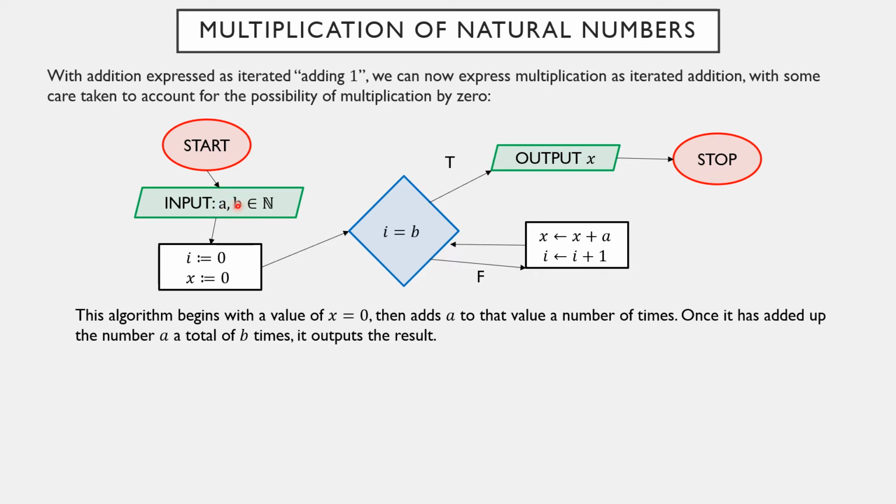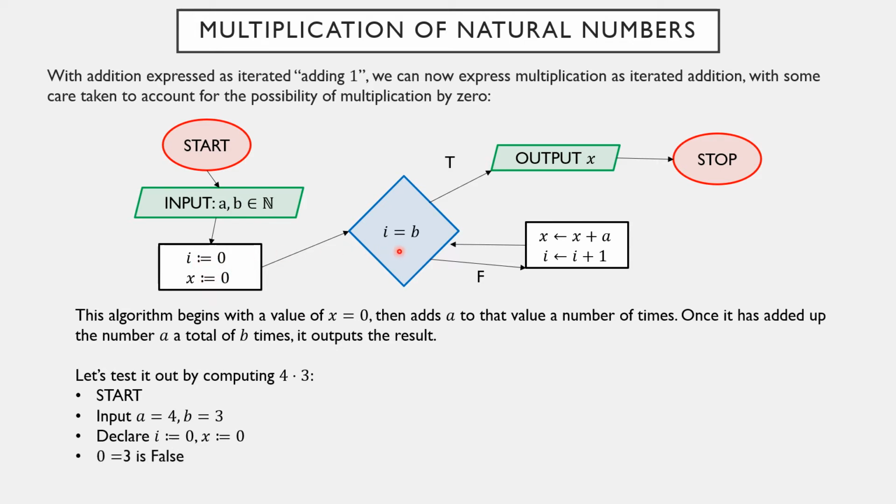Because if b happens to be equal to 0, it doesn't matter what a is. The product of a times 0 should be 0. So if your counter has already reached its desired amount because b was equal to 0, you want your output to start at a value of 0. Otherwise, keep adding a over and over again. Let's test it out by computing 4 times 3. So we start, we input a is 4 and b is 3. We declare i is 0 and x is 0.